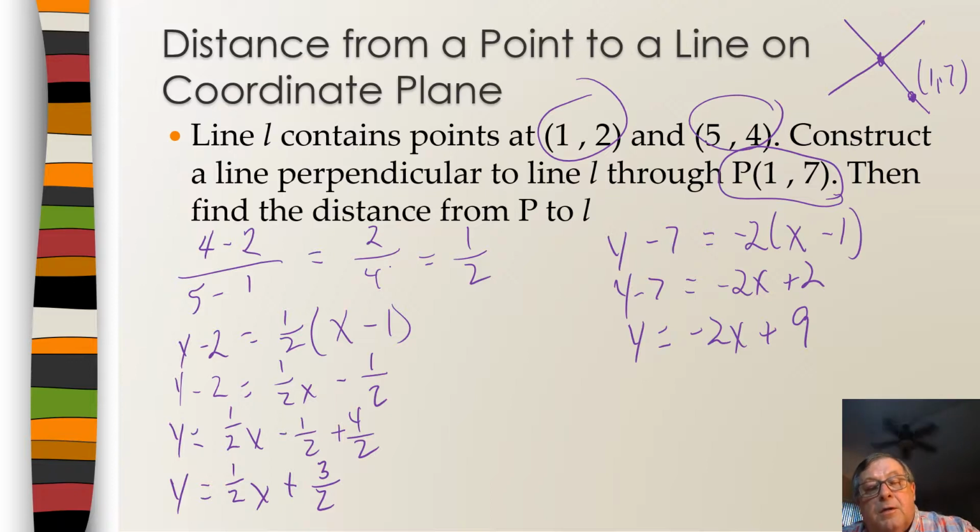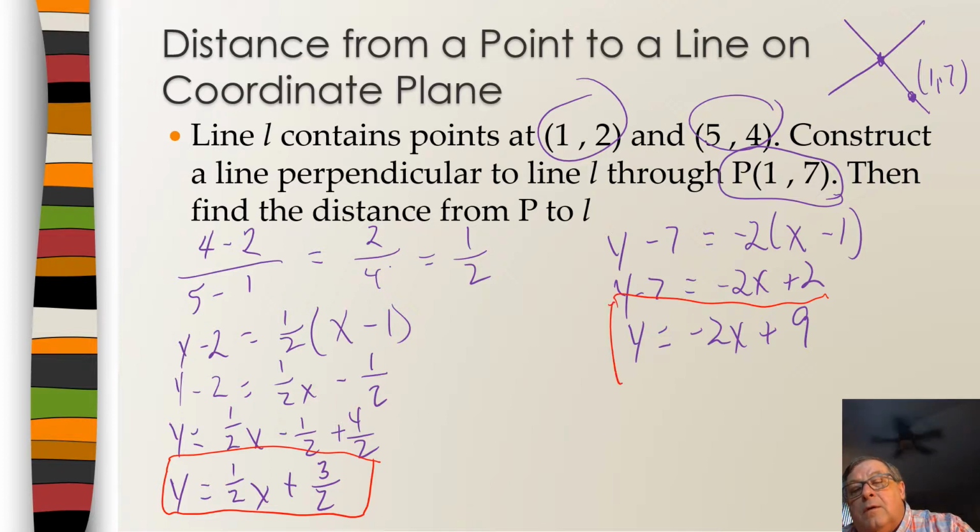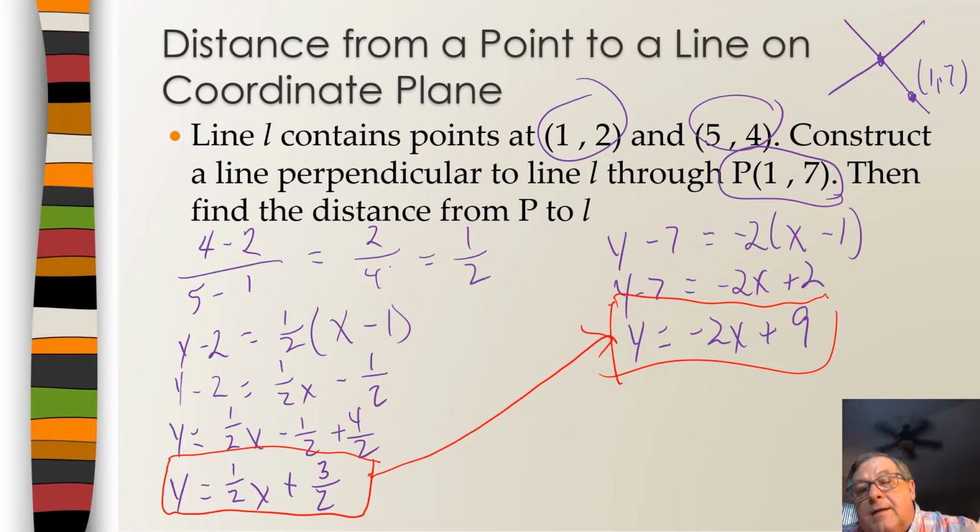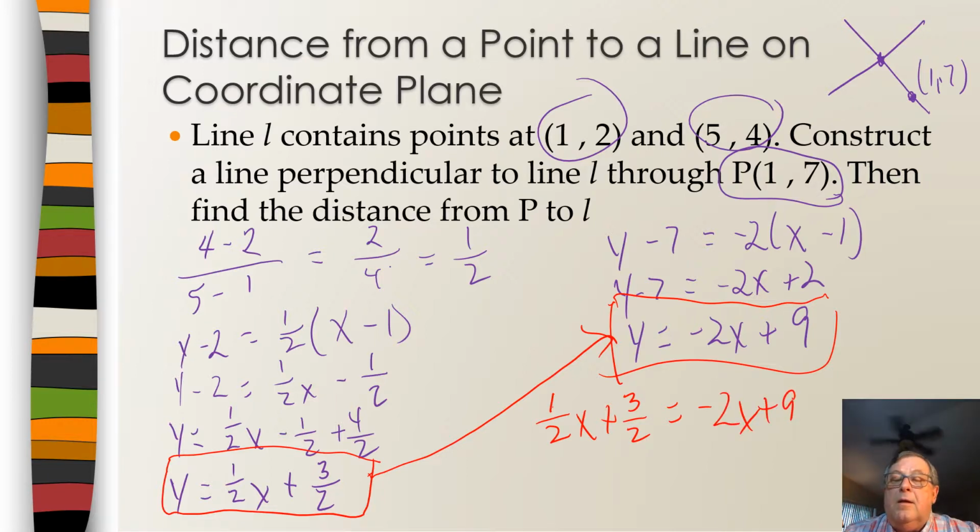But what I'm going to do, since y equals, on line L, 1/2 x plus 3/2, and on line p, I'm calling it negative 2x plus 9. Well, I can at least do the setup. I'm going to substitute this for y into that equation and solve for x. And so that would give me 1/2 x plus 3/2 equals negative 2x plus 9. And we're going to go to the next slide and solve for that.